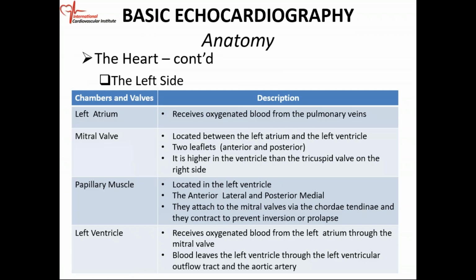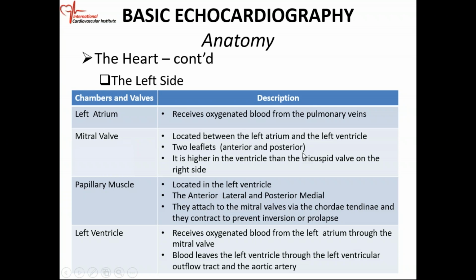So just to go over what we just showed you on the left side, the left atrium receives oxygenated blood from the pulmonary veins. The mitral valve separates the left atrium from the left ventricle. So the mitral valve is located between the left atrium and the left ventricle. The mitral valve has two leaflets. You have an anterior and a posterior leaflet.